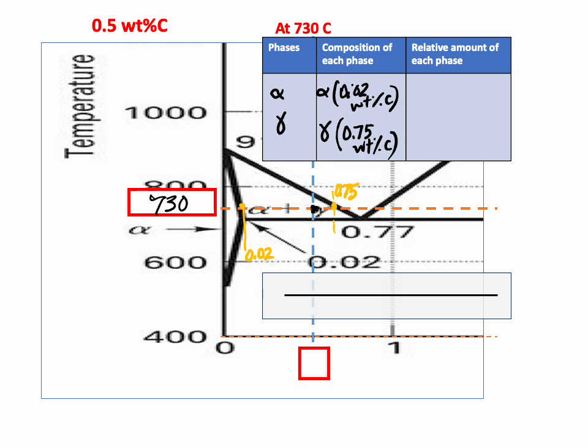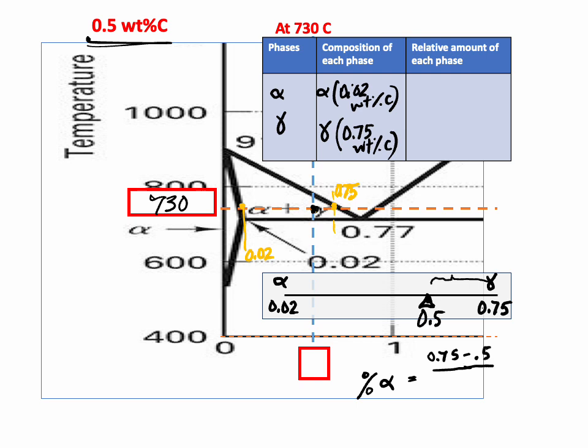To determine the relative amounts, I can set up a lever. At one end, I've got alpha at 0.02. The other end, I have gamma at 0.75. And my fulcrum is my overall composition, 0.5. So the percent alpha is going to be the length on the opposite side of the fulcrum from where the alpha is. So it's this length, 0.75 minus 0.5 divided by the total length, 0.75 minus 0.02.